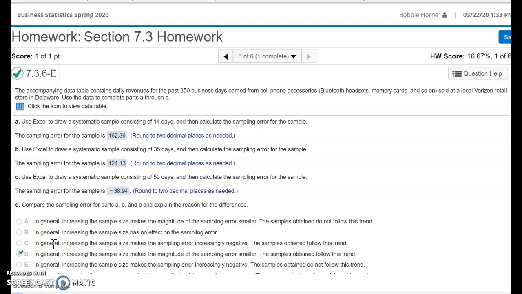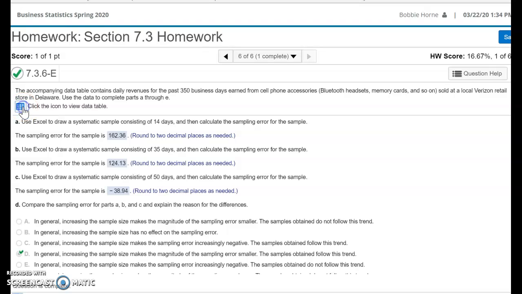Okay, let's look at this problem. It says the accompanying data table contains daily revenues for the past 350 business days earned from cell phone accessories sold at a local Verizon retail store in Delaware. Use the data to complete parts A through E.